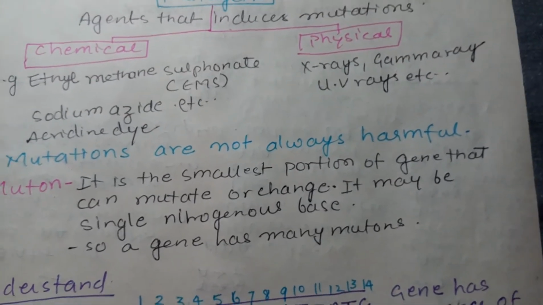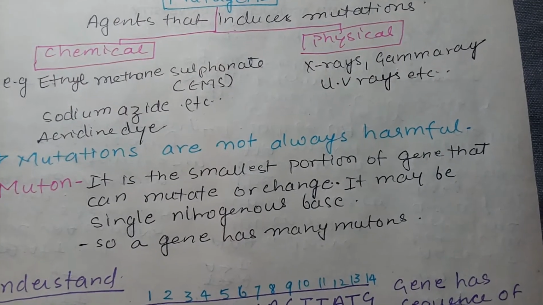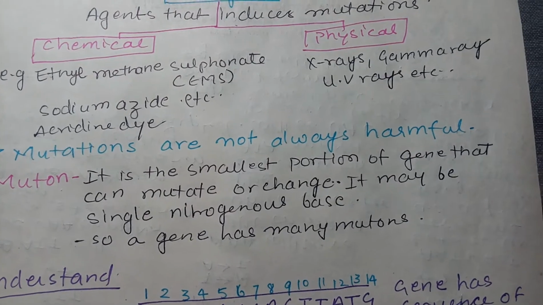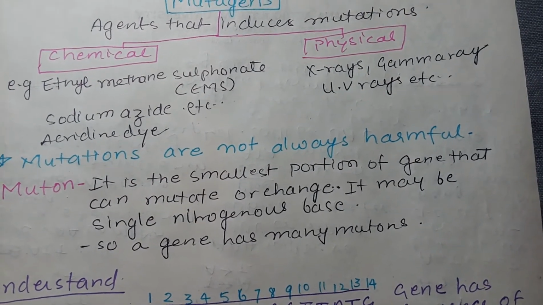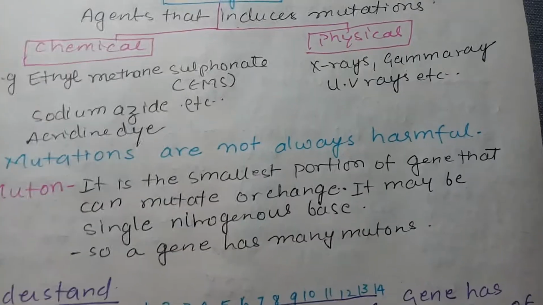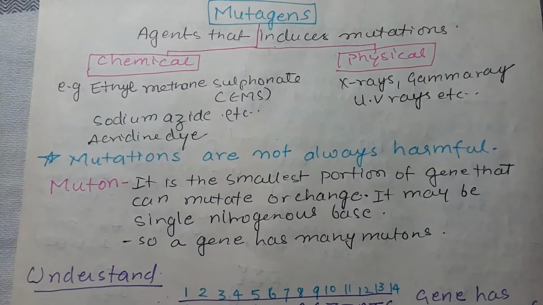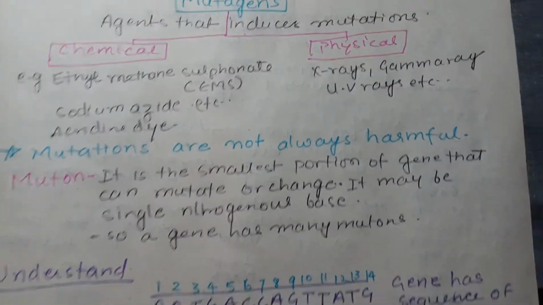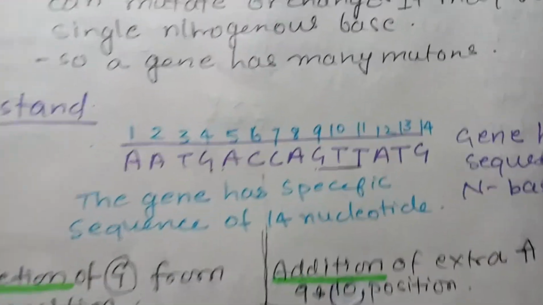Now what is a muton? It is the smallest portion of a gene that can mutate or change. It may be a single nitrogenous base. So a gene has many mutons. It depends on how the mutation could be of 2 base pairs, 3 base pairs, of the whole gene, of the whole chromosome. Now let's understand this.